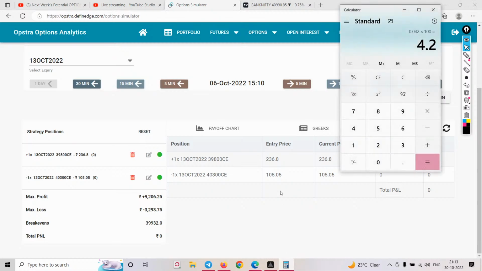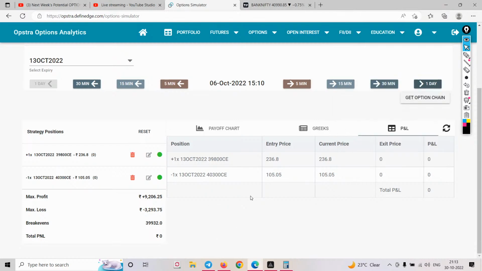Even I'm very bad at mathematics. Seriously, my mind doesn't work. Okay, let me show you. 236 minus this one, 105. That is what we have given. So we have given 131 debit. If I say 131 into 25 lot, this is my loss, 3275 net, because we have not calculated this decimal. So what is the loss now? The debit into quantity, 25 is the Bank Nifty quantity.